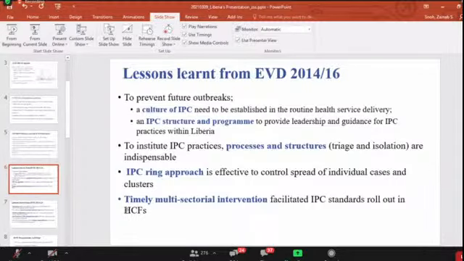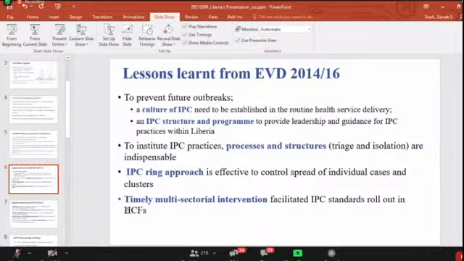So for lessons learned from EVD 2014 to 2016, we had several lessons that were learned to prevent upcoming outbreaks. We learned that the culture of IPC needed to be established in our routine healthcare delivery system. So to do that, the Healthcare Quality Management Unit of the Ministry of Health was birthed, and then a director of that unit was appointed along with support staff ranging from IPC coordinator, quality assurance coordinator, clinical coordinator, etc.